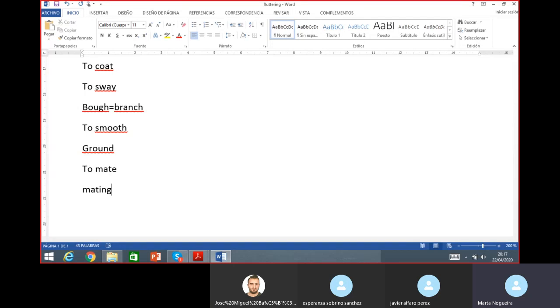To mate, aparearse. Mating, apareamiento. So generations of monarchs mate, hatch and die. Se reproducen. Hatch es salir del cascarón. To hatch. Okay, so for example, all the birds hatch. Eclosionar. Salir del cascarón. And die. Se aparean, eclosionan y mueren.